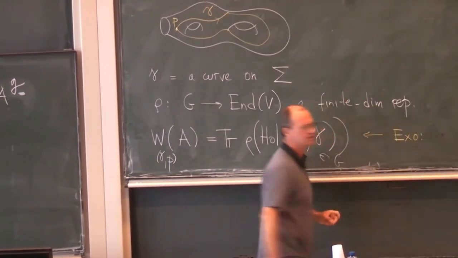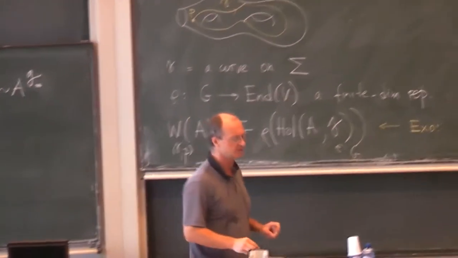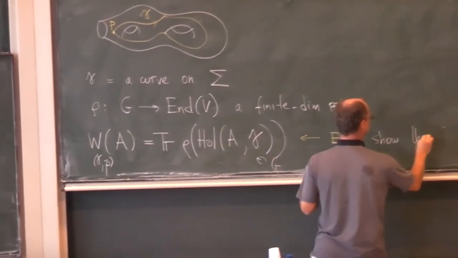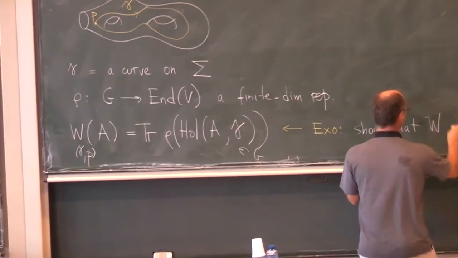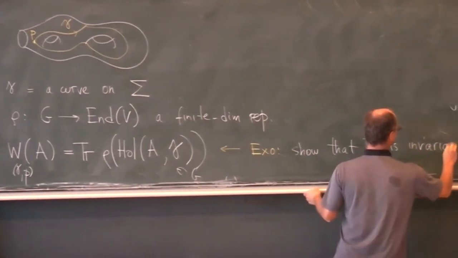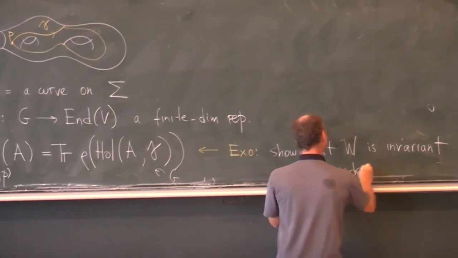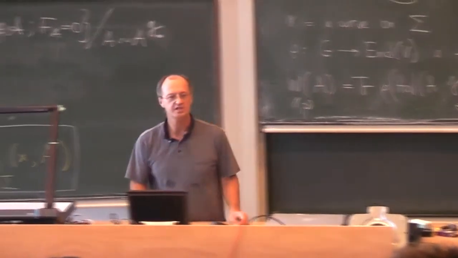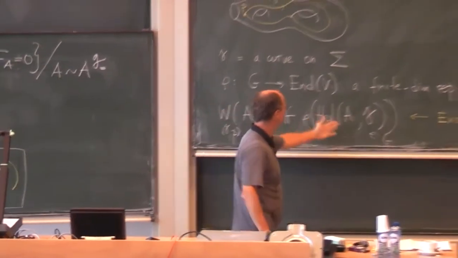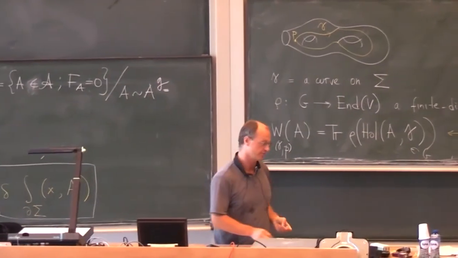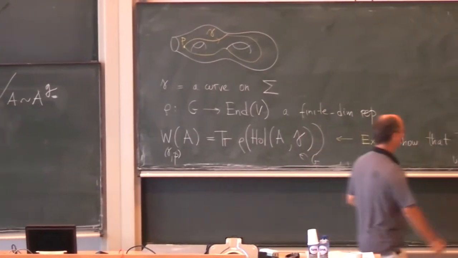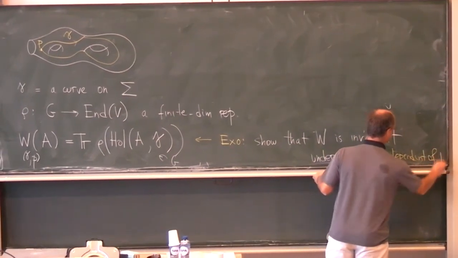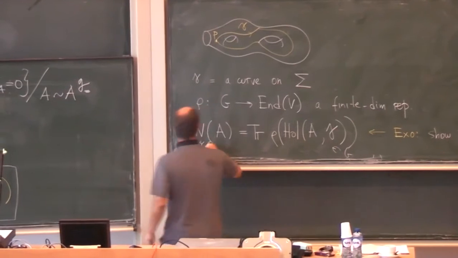Perhaps an exercise, and this exercise I'll do myself in the beginning of the next class. Show that W is invariant under gauge transformations. So these are nice functions of connections which do not depend on gauge transformations. In fact, it is also independent of this base point P.